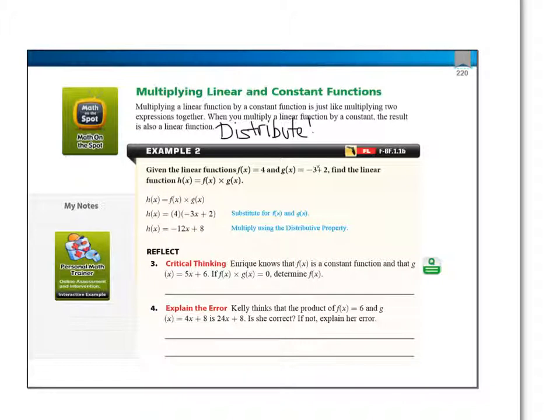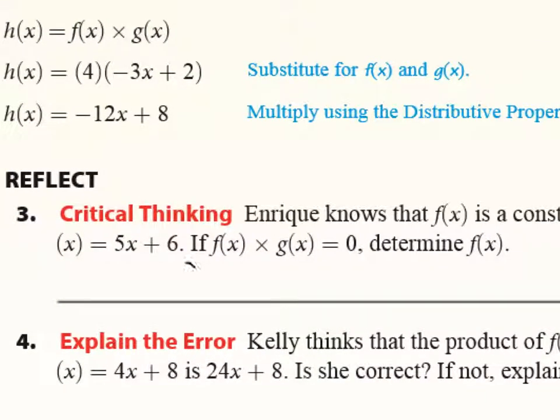For number 3, in order for something to equal 0 when multiplying, one of the two would have to be a 0, because anything times 0 is 0. We know g of x is 5x plus 6. That's not 0, which means f of x would have to be 0.